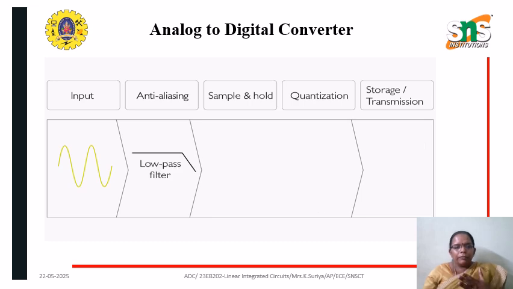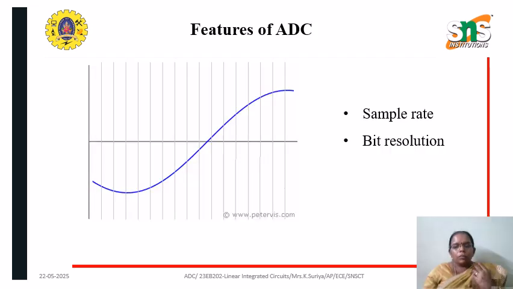So the main features of analog to digital conversion are the sample rate and the bit resolution. So sample rate of an analog to digital conversion is nothing but how fast an ADC can convert the signal from analog to digital. Bit resolution is also nothing but how much accuracy an analog to digital converter can produce while converting the signal from analog to digital.